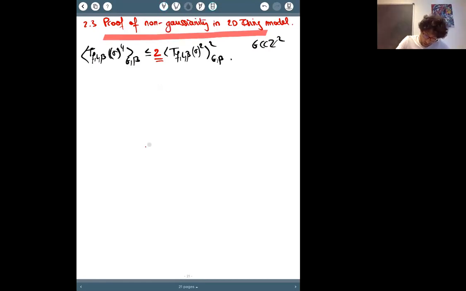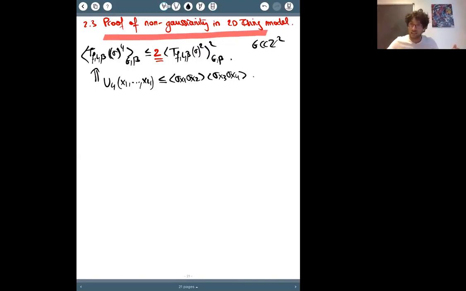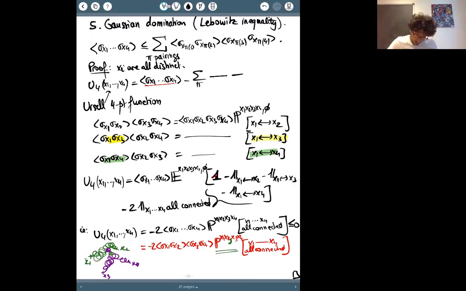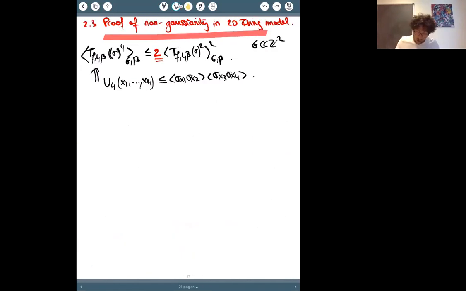And here, I'm letting you check, but this is implied by the following observation, that U4 of x1 up to x4 is smaller or equal to minus sigma x1, sigma x2, sigma x3, sigma x4. If you have this, so you remember just before I proved U4 is negative, which was telling me that this is smaller than this, that's a big sum. Here I'm telling you better than negative. In fact, in 2D, it's smaller than this quantity. And this quantity, if you resum everything, is canceling one of the three pairings. So you only end up with two pairings. And when you resum these two pairings, you get twice the second moment squared.